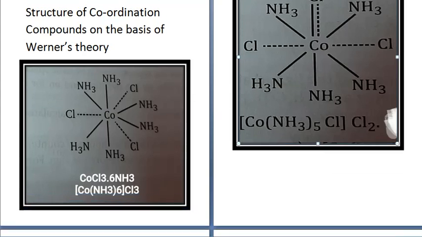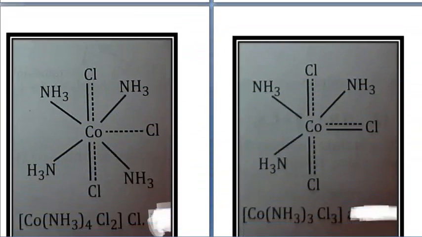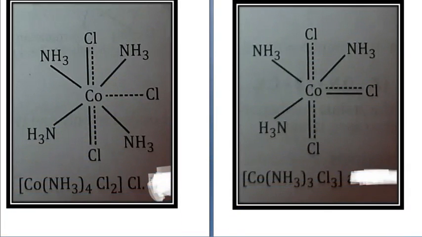Similarly, if it is CoCl3.4NH3, in that case 2 chlorine atoms will come inside the coordination sphere, converted into dark lines. Only 1 chlorine will be ionizable, shown through a dotted line. If it is CoCl3.3NH3, then all the 3 chlorides will come inside. There will be no ionizable part to it. Now let us come next to the rules for writing coordination compounds.